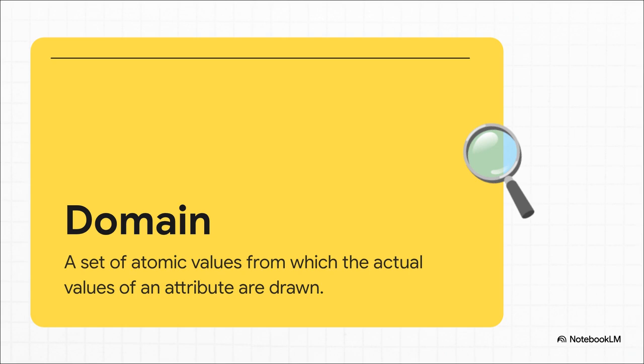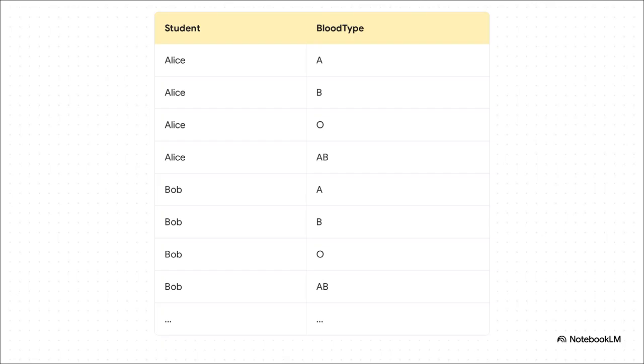Simple as that. So what happens when we take two different domains, say a domain of students and a domain of blood types, and we smash them together? Well, you get something called the Cartesian product. This is a fancy term for a very simple idea. It generates every single possible combination between the two sets. So you get Alice with blood type A, Alice with B, Alice with O, Alice with AB, and then you do the same thing for Bob, and then for Charlie. You get this explosion of possibilities.